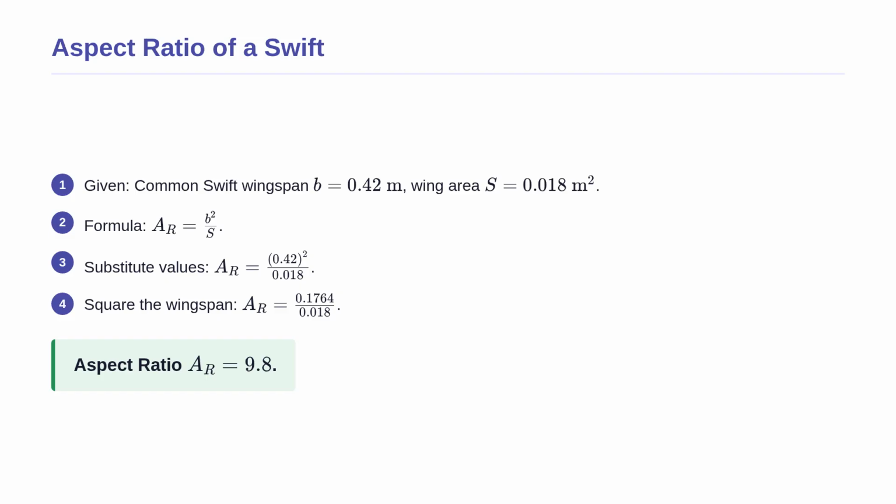The first step is to square the wingspan to account for the geometric spread of the wings, giving 0.1764. We then divide this by the physical wing area. The final answer is an aspect ratio of 9.8. Physically, a value near 10 is considered very high, indicating long, narrow, pointed wings that drastically reduce aerodynamic drag.